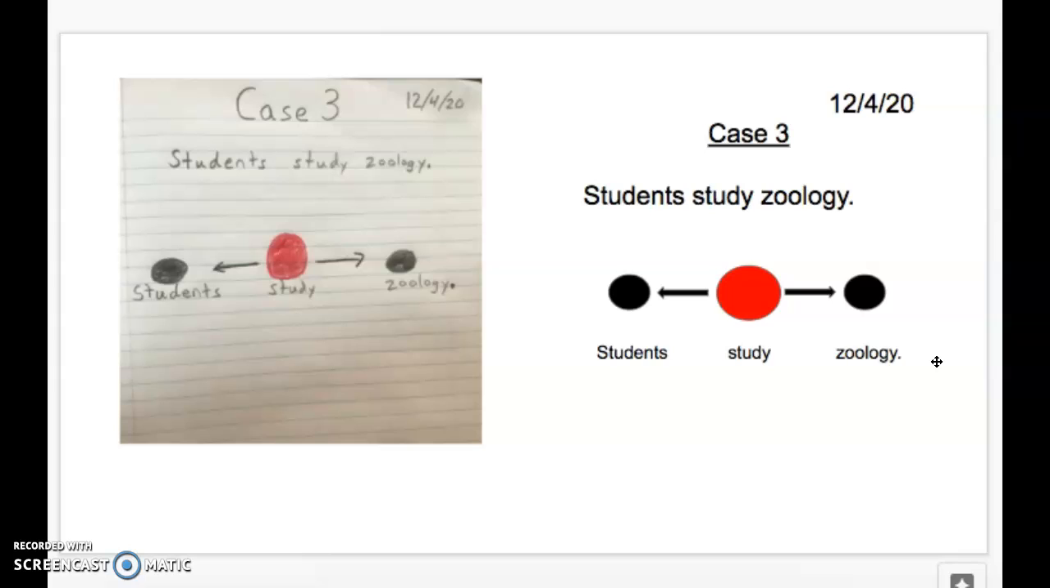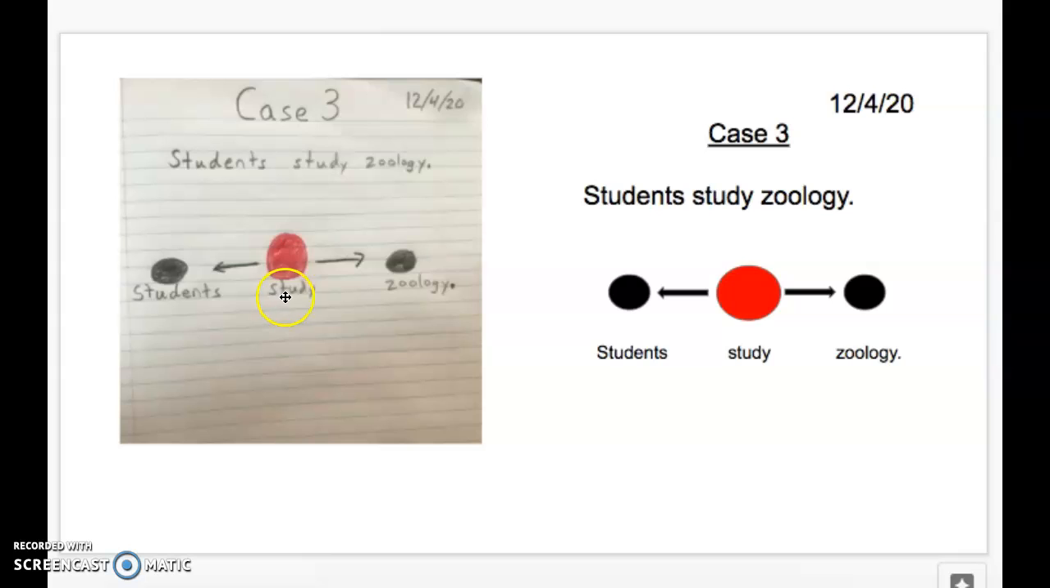So in your language arts notebook, make sure that you have the title. This is case 3. The date, today is 12/4/20. And then you want to write out your sentence as a normal sentence, capital letter to start, period to end. Then you are going to analyze your sentence by making our symbols, big red circle in the middle, black arrows, one pointing to the left, one pointing to the right, and black circles, same thing, 2 of them, one to the left and one to the right.